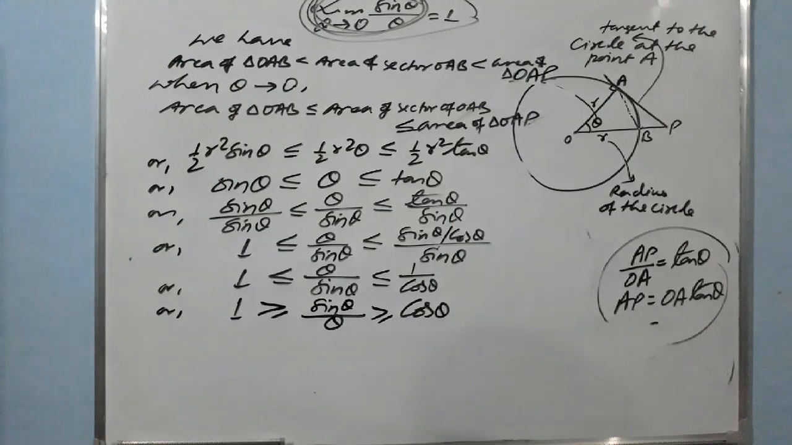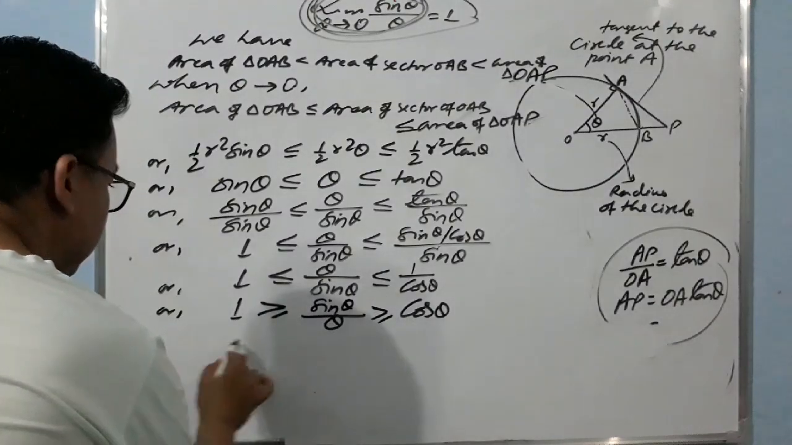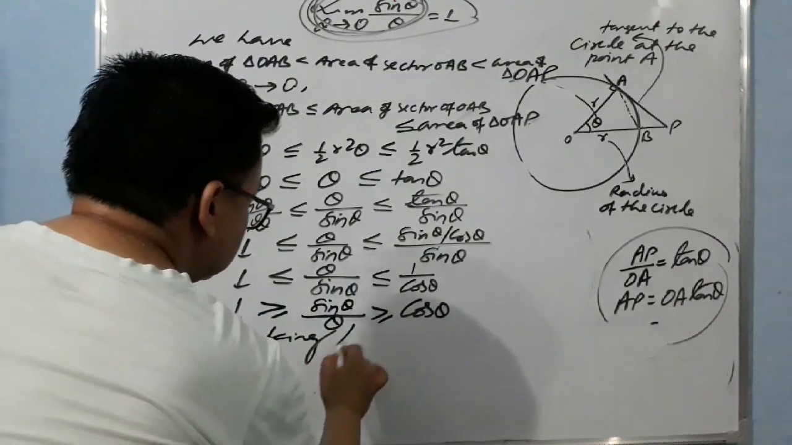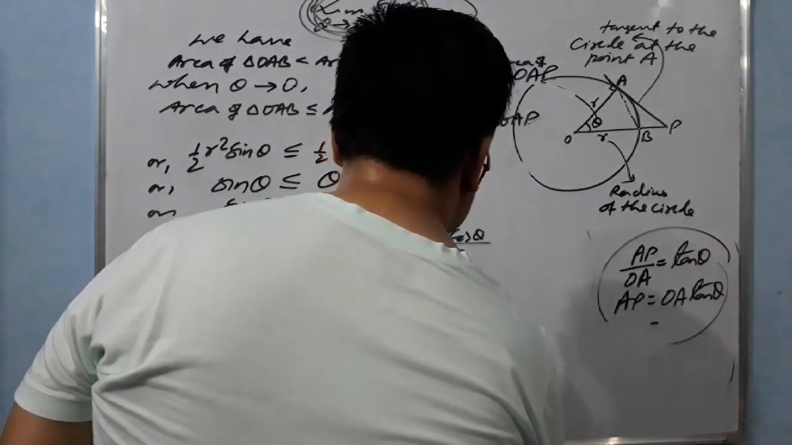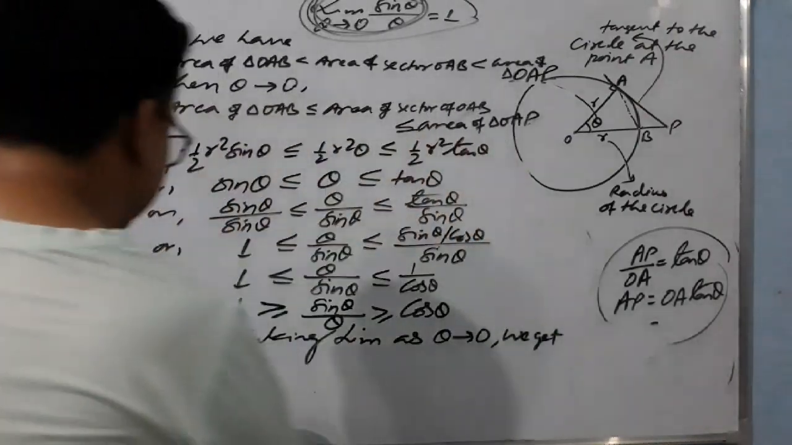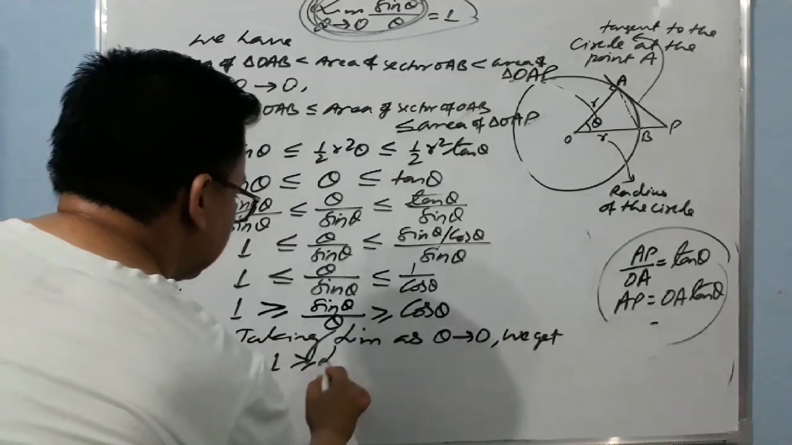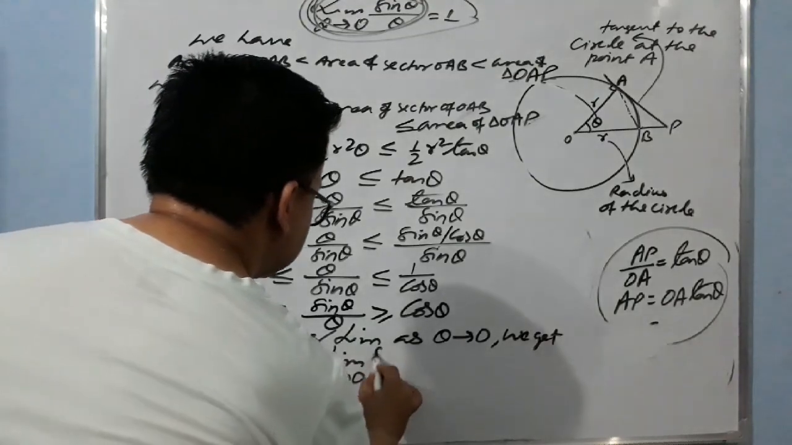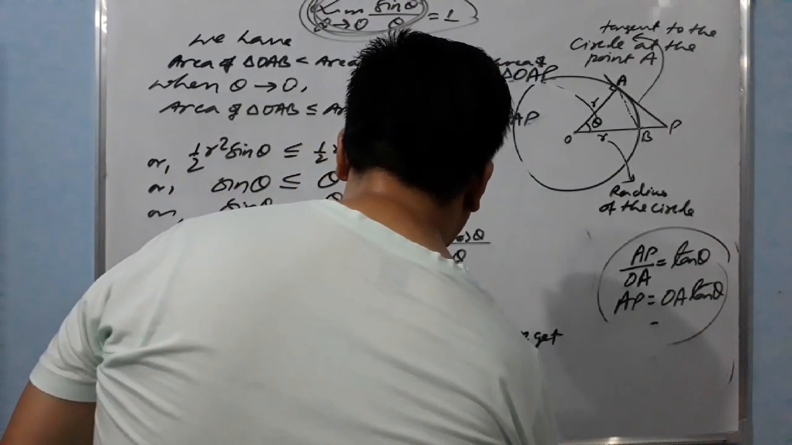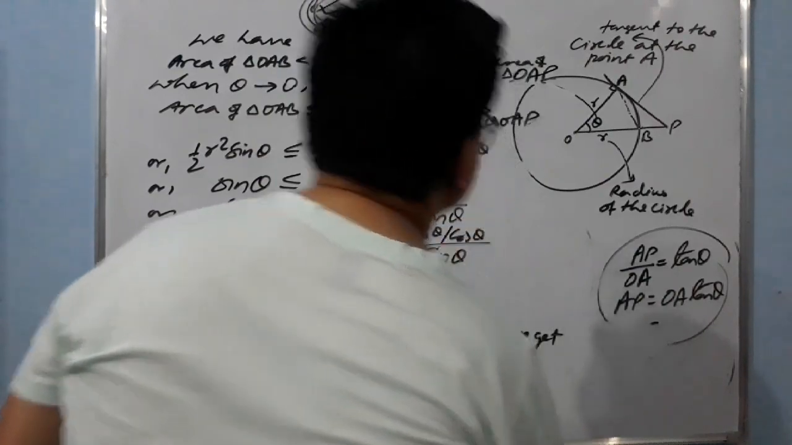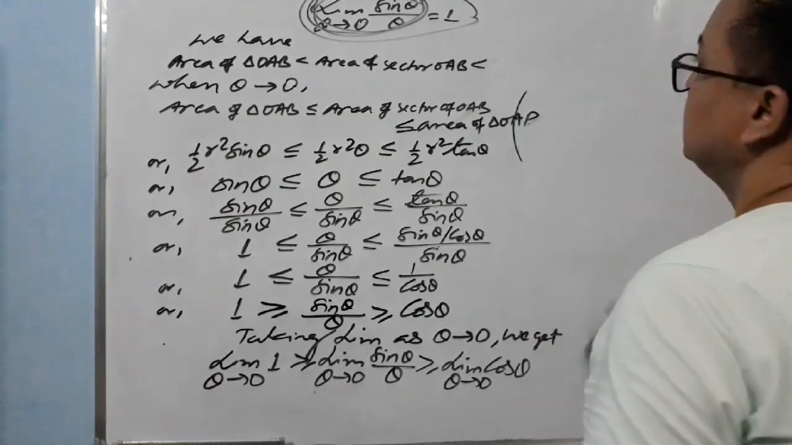Now we need the limit of this. Taking the limit as theta tends to 0, we get the limit as theta tends to 0 of 1 greater than or equal to the limit as theta tends to 0 of sin theta upon theta greater than or equal to the limit as theta tends to 0 of cos theta. We don't need a diagram now; without a diagram also we can do this.